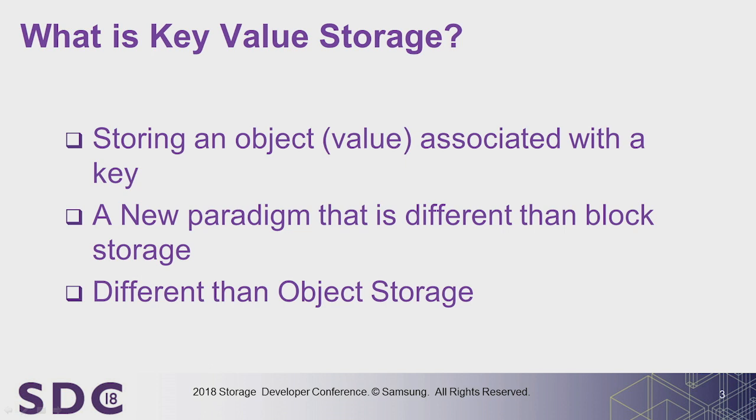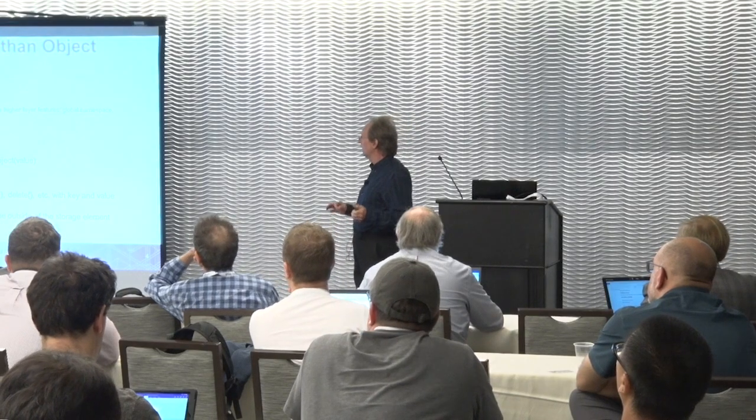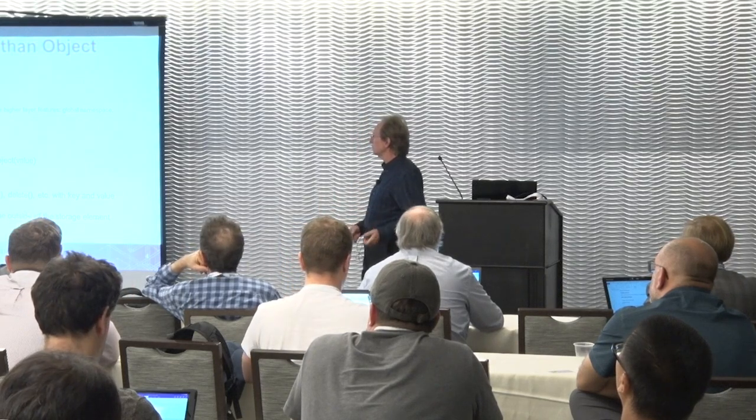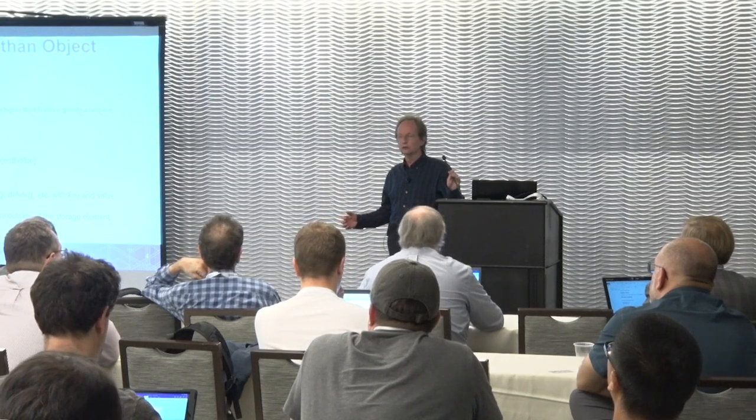It's also different than object storage. The next slide will talk about how it's different than object storage. Object storage, in terms of how people typically think of it, is a solution or platform. It's something more than an individual device. Generally, it's something like a cluster of storage with a global namespace that has an extensive higher level feature set, with features like global namespace, resiliency, and other things that are associated with this large pool of storage.